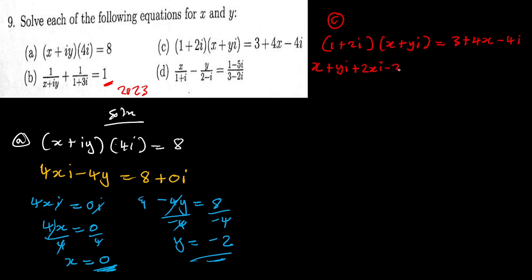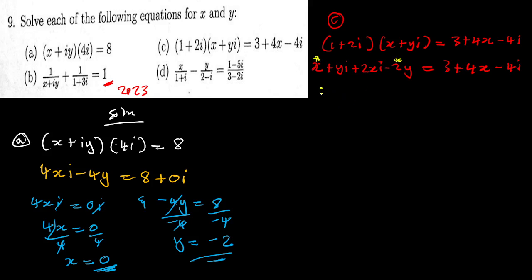So it's negative 2y like that. Then this should be equal to 3 plus 4x minus 4i. Okay. So from that understanding, we know this one and that one are real parts. So we are going to group the real parts. So the real part for this part, it is this guy and that guy.